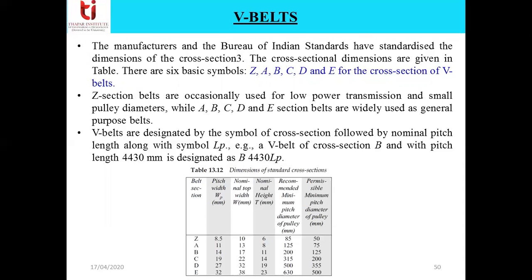Also, V belts are designated by the symbol of cross section followed by nominal pitch length along with the symbol LP. Suppose there is a V belt of cross section B. There are 6 cross sections Z, A, B, C, D, E. If the cross section is B and the pitch length is 4430, then it is designated as B4430LP. In this symbol, B represents the cross section and 4430 is the pitch length. If the cross section is different and the length is given, you can designate the belt in that manner.